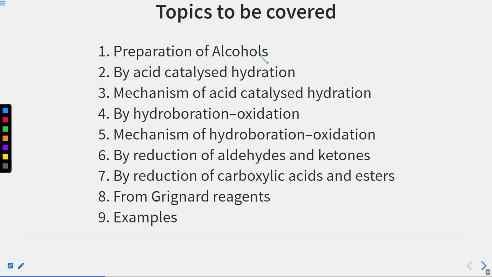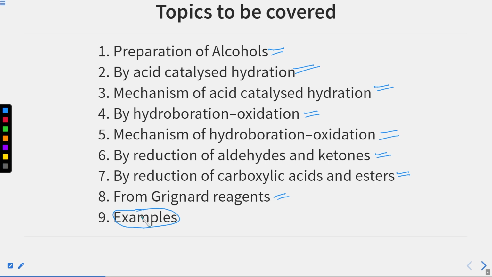So these are the topics that we will cover. Starting with the substrates that you can use for the preparation of alcohol. Then the methods, acid catalyzed hydration, and its mechanism. Then hydroboration oxidation and its mechanism. Further, reduction of aldehyde and ketone to get our alcohol, and then the reduction of carboxylic acid and ester to get our alcohol. Then we can prepare alcohol from Grignard reagent also. At last, we will see some examples.